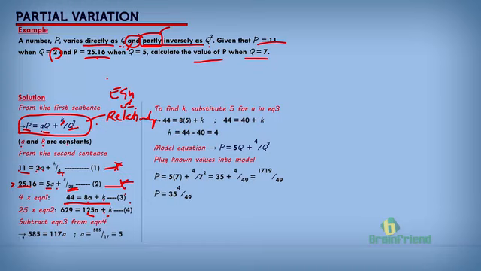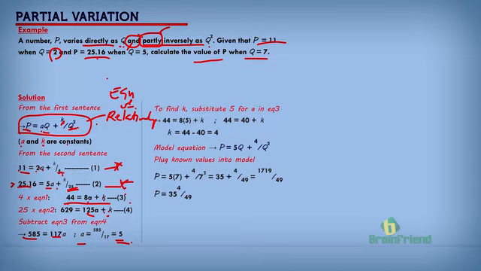So we have 629 minus 44 will give us 585. 125A minus 8A will give us 117A. K minus K will give us 0. So we have 585 is equal to 117A. A therefore is 585 over 117, which would give us 5. So we have the first constant we can find to be A.